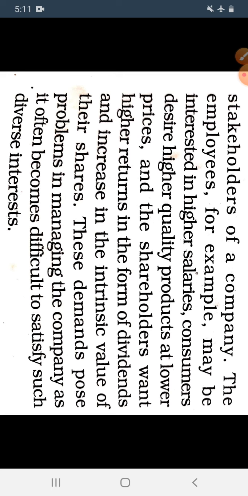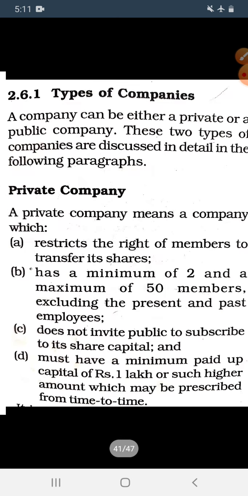These demands pose problems in managing the company. The demand of every individual is different, so it creates too much problem to manage the company. It often becomes difficult to satisfy diverse interests, so it becomes very difficult to satisfy the wants of every kind of economic agent of the company.